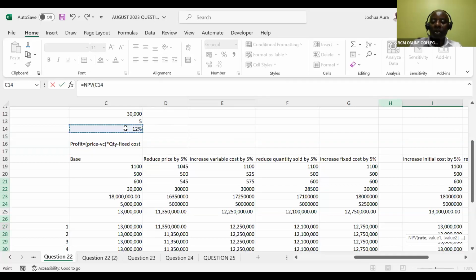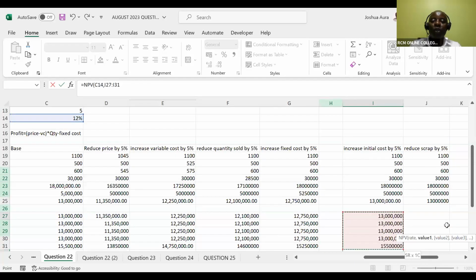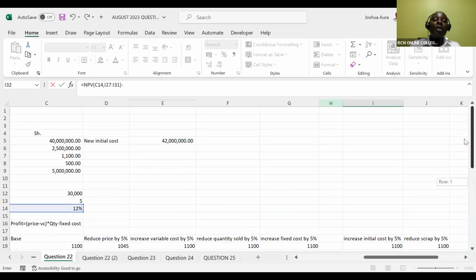And then you say comma, values. So now come and pick the values, the cash flows. At times the Excel misbehaves. You can simply copy all the cash flows that you would want to pick. After that, simply close brackets. So after closing brackets, then what do you have? You'll say minus the initial outlay. So what is the initial outlay? It is the new initial outlay, because this time around we're doing sensitivity of the initial outlay. So you say enter like that.